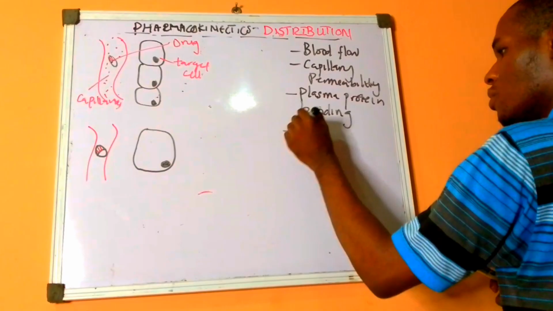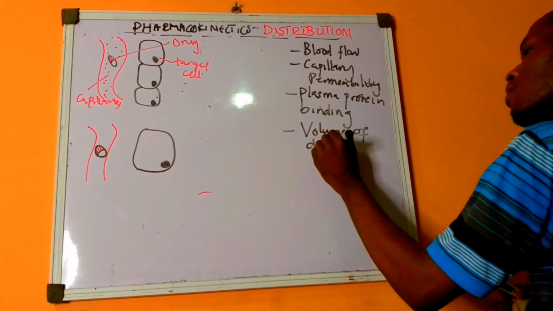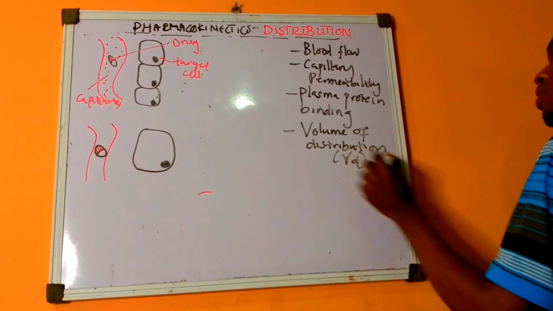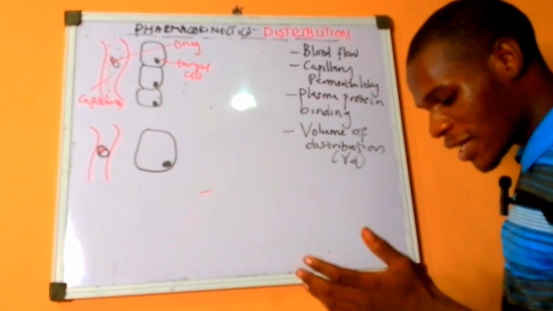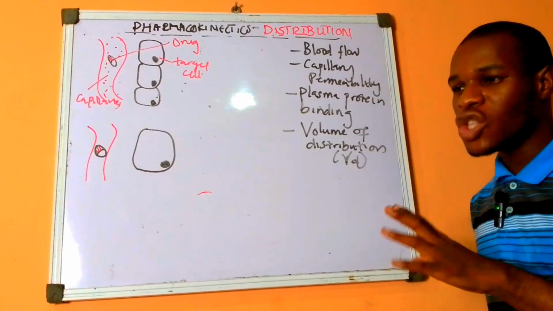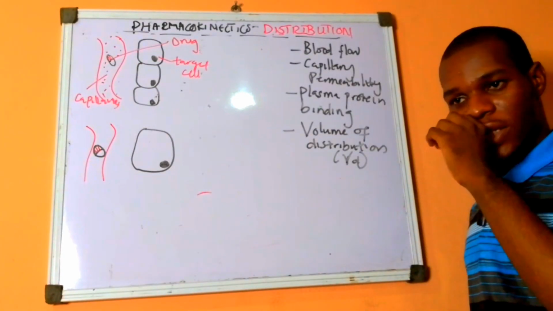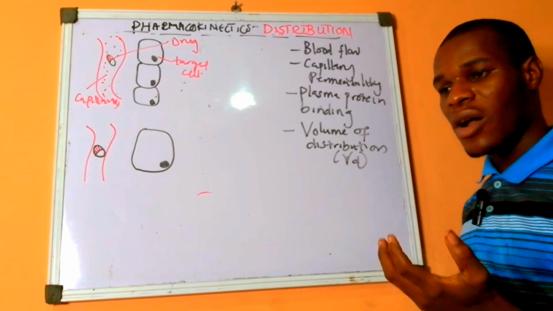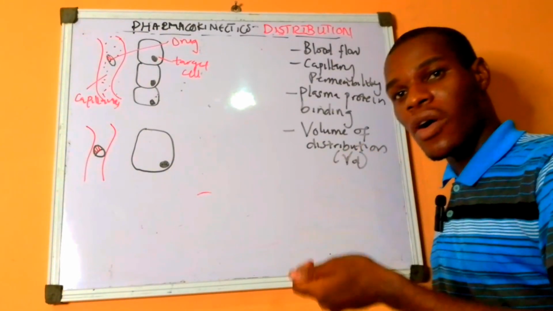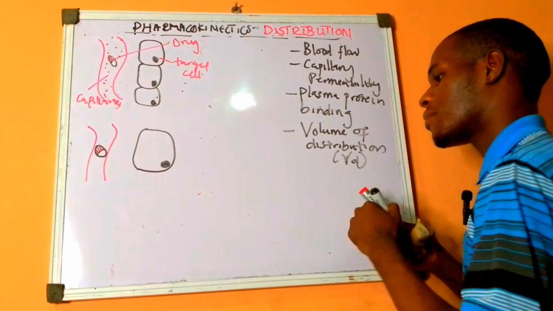Volume of distribution, VD. The volume of distribution is the theoretical volume, otherwise known as the apparent volume of distribution. That means it is not a practical volume. It is not real, but it's a theoretical volume in pharmacology that talks about the theoretical volume occupied by the drug in blood plasma.